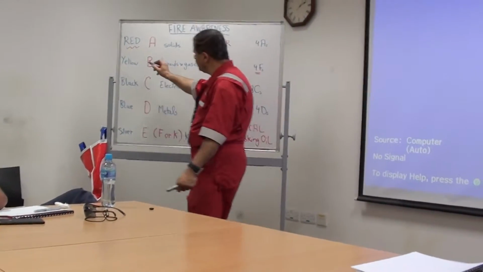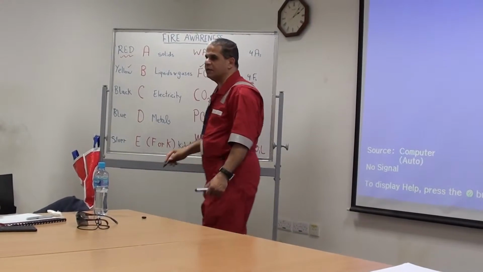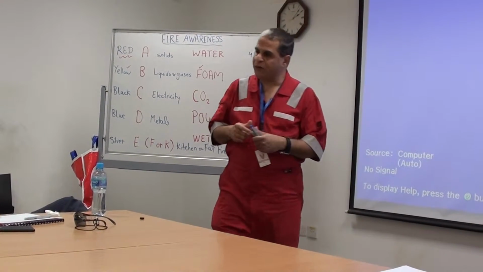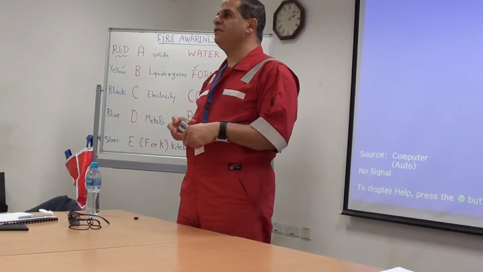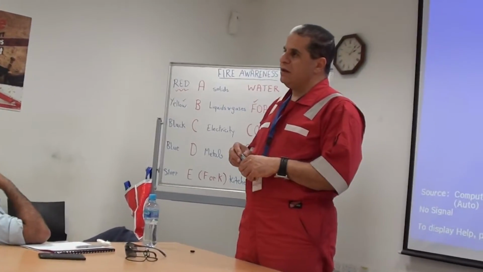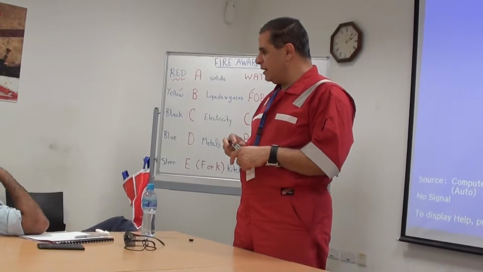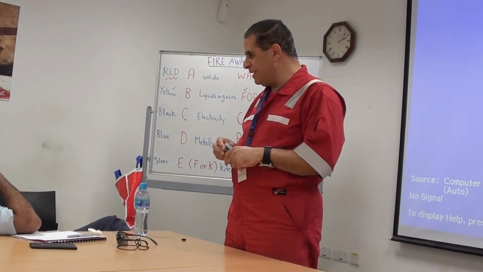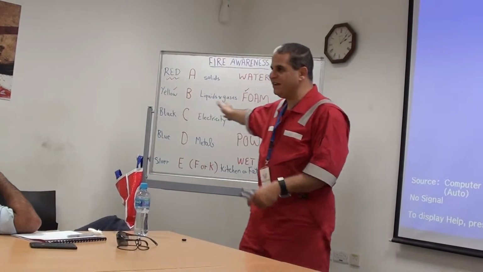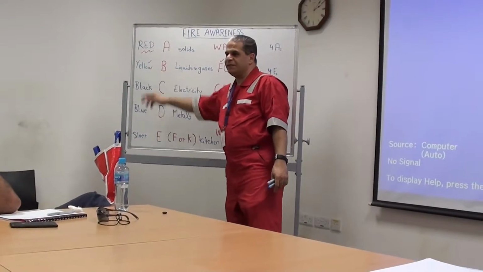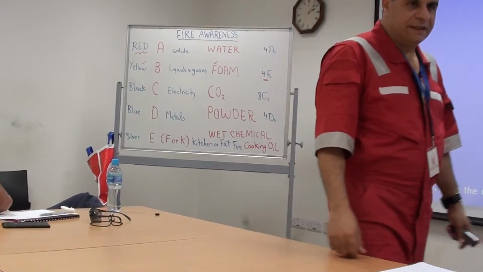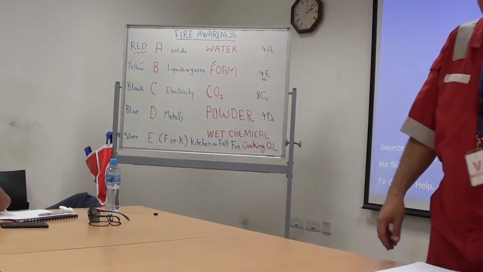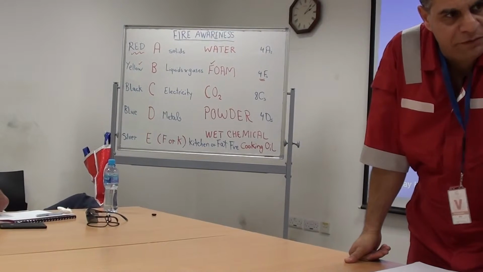What about the color? Why do we use the yellow color? Where do we get the foam from? Foam is a mixture of oily and proteinic material. What is the color of oil? The color of oil is yellow, and hence the color of the class. Class B, for the liquids and gas, we use the foam. We get the foam from the oil. How do we get the foam from the oil?